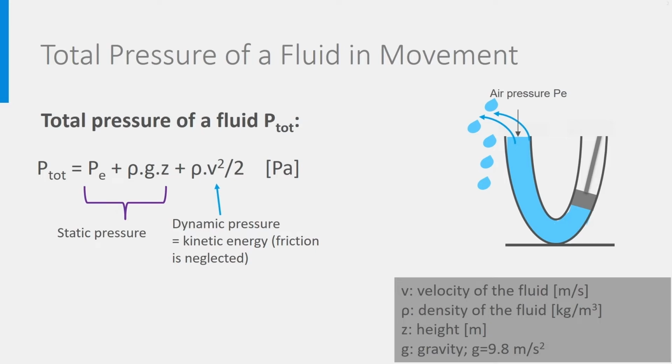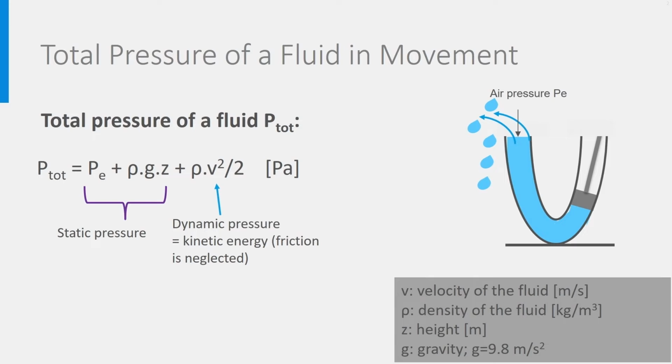Then, if the fluid is moving, it has kinetic energy. Kinetic energy is half times mass times the square of the velocity. If we want to express it in terms of pressure, we just need to divide by the volume and we get this term with rho, as m is rho times V.